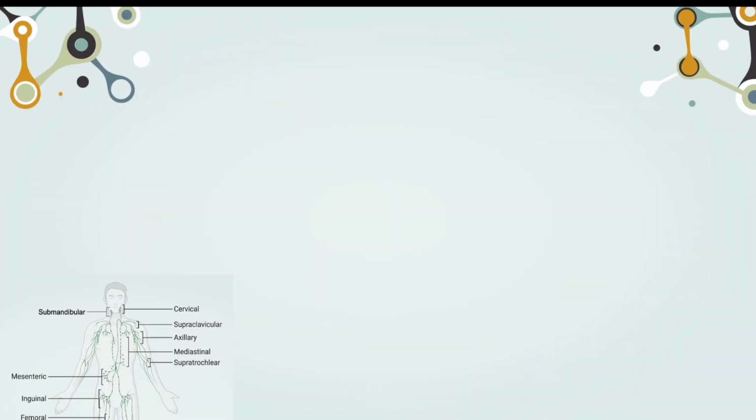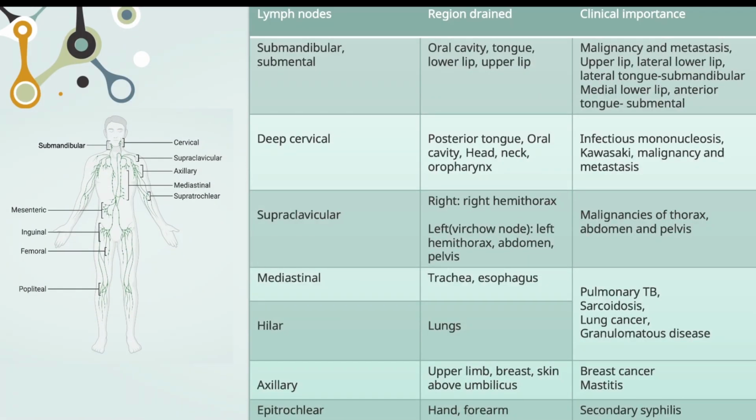Now let's look at individual groups of lymph nodes. I won't be talking about each and everything in this table. You can pause the video and read the table yourself. But what I'll be teaching you is the clinical importance. Like I talked about earlier, submandibular and submental lymph nodes are important for diseases of the oral cavity. I talked about the tongue in the earlier slide. Now let me give you the importance of the draining lymph nodes with the example of the lips. The lower lip and upper lip have slightly different drainage. The upper lip and the lateral part of the lower lip drain into the submandibular lymph nodes. The medial part of the lower lip drains into the submental lymph nodes, below the chin.